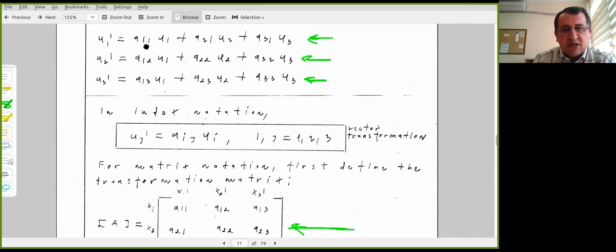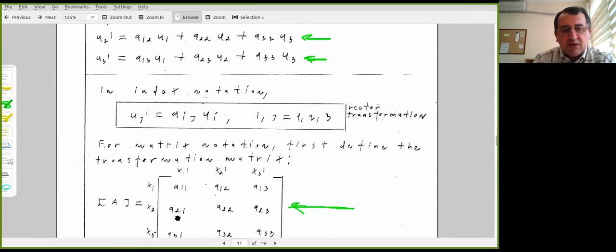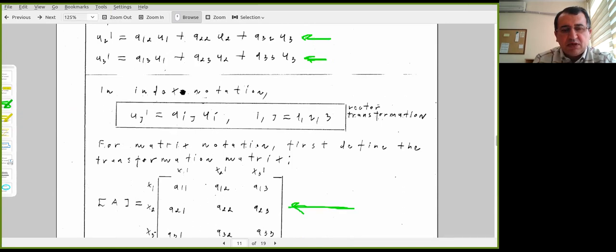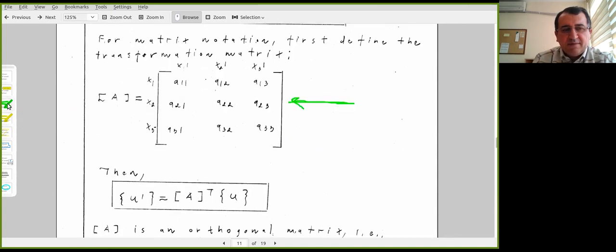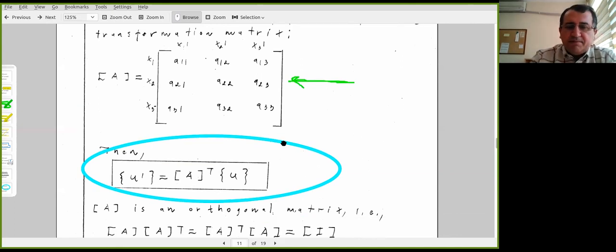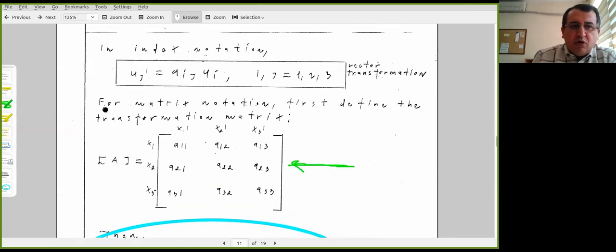As you see, this goes like 1,1, 2,1, 3,1, 1,1, 2,1, 3,1. We are actually multiplying the transpose of this matrix with V. Thus, this is our matrix notation of the same equation. V prime equals A transpose times V. Again, a coordinate transformation formula. In matrix notation or in index notation, you need both forms.